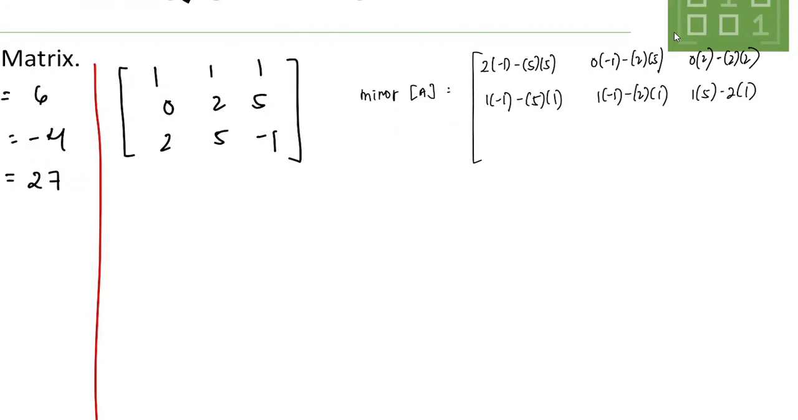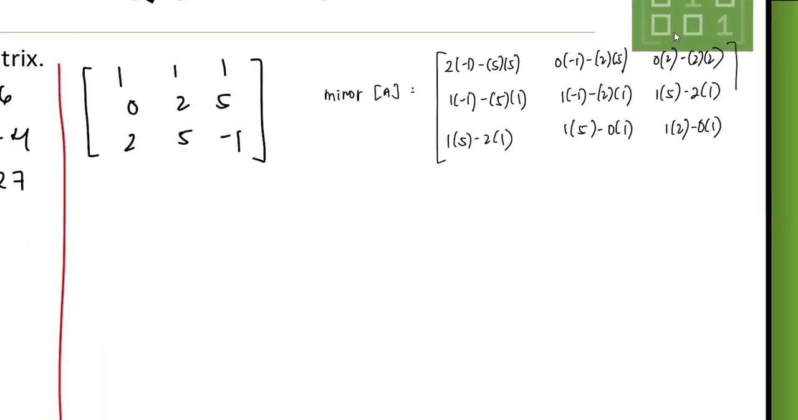Tama ba? 2 times 1, yes. Okay? Next, this will be 1 times 5 minus 2 times 1. Then we have 1 times 5 minus 0 times 1. Then last is 1 times 2 minus 0 times 1. Okay? So, ito yung minor natin. Kunin lang natin yung value niyan. We have, pag kinalculate natin isa-isa, no? So, let me calculate na lang sa calcu.